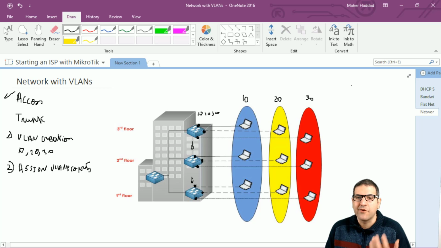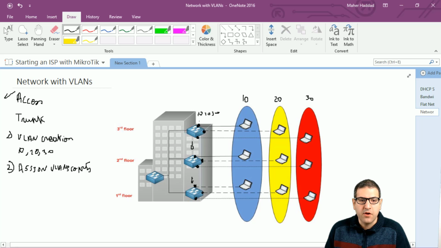Unless you use a router at the end, and that's what we call router on a stick, but that's out of the scope of what I'm explaining now. So that's what we need to do. Again, first we create the VLAN, second we make the ports access which are connected to the host, and then we assign each port to the VLAN it should be in.